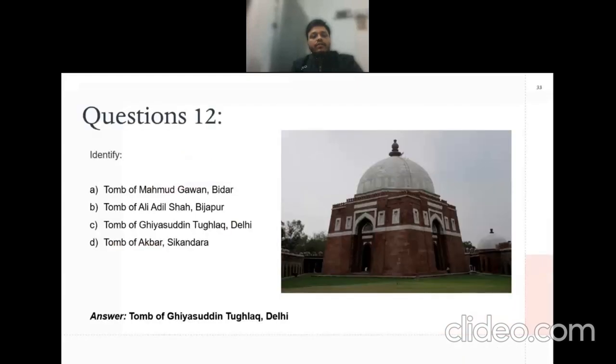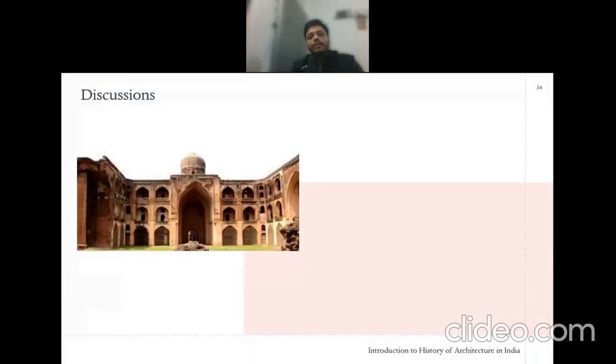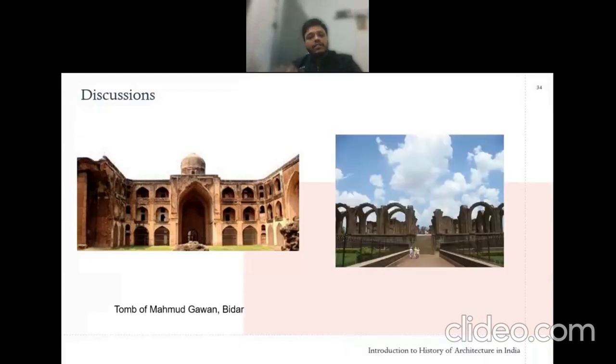Okay, again this one. We are left with 2 other options, that is the tomb of Ali Adil Shah and tomb of Akbar of Sikandra. So the picture on the right side, actually this is the incomplete tomb. It was not built completely, so this was actually incomplete from the origin itself. So can you guess this one? Is it the tomb of Ali Adil Shah or tomb of Akbar?